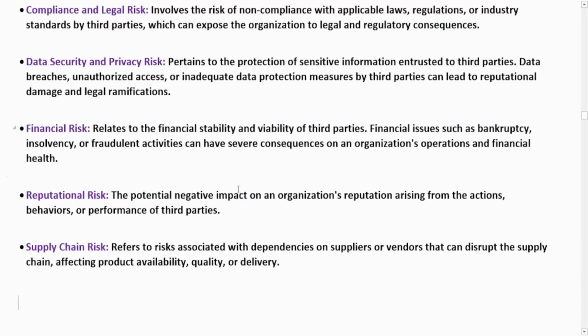Okay, so all these are the common types of risk. The main purpose of including these types of risk in this lecture is basically to let you know the importance of these risks. If an organization identifies all these potential risk areas and vulnerabilities when engaging with their third parties, it enables them to implement appropriate risk mitigation strategies effectively.